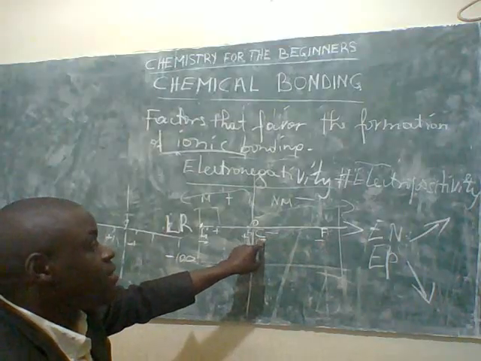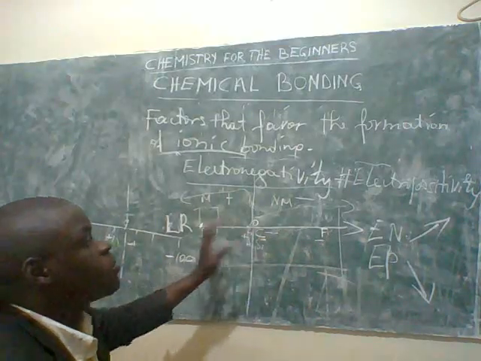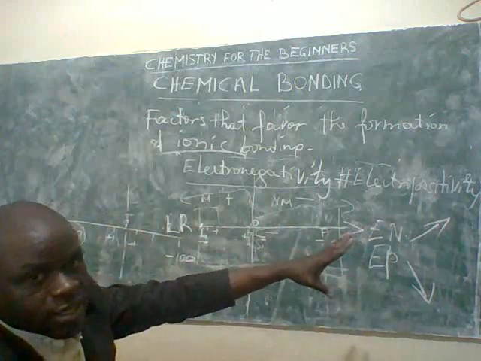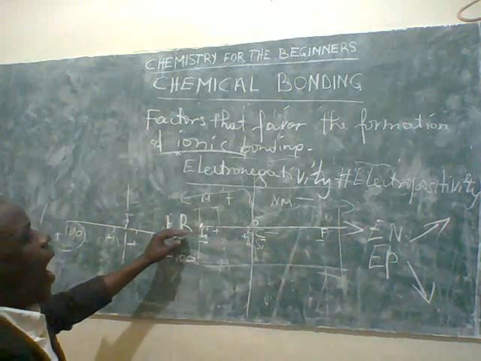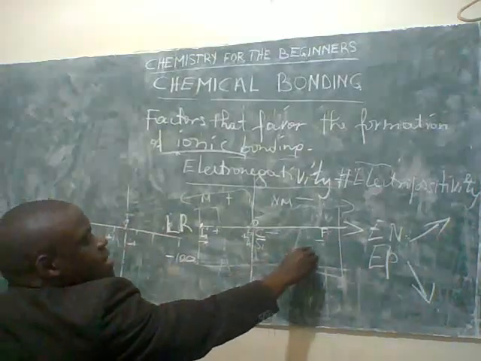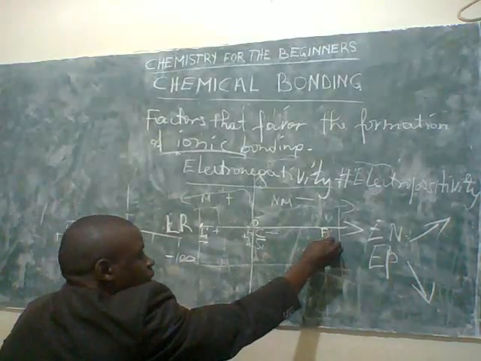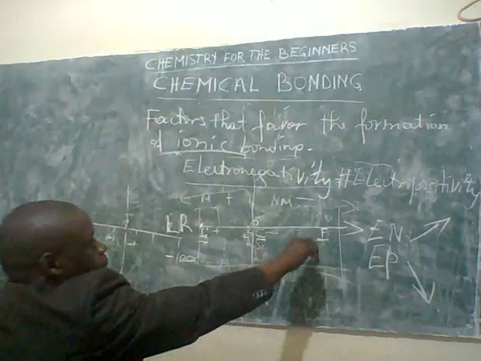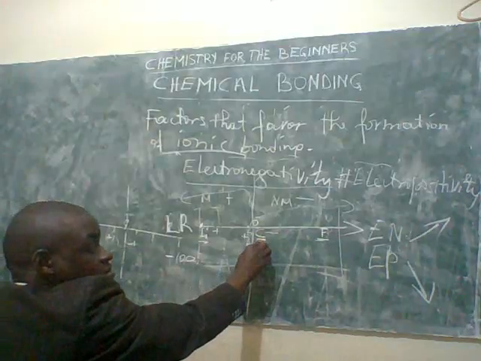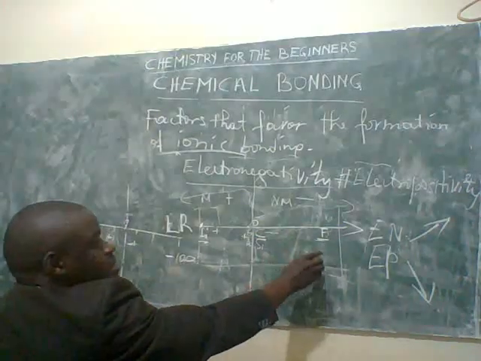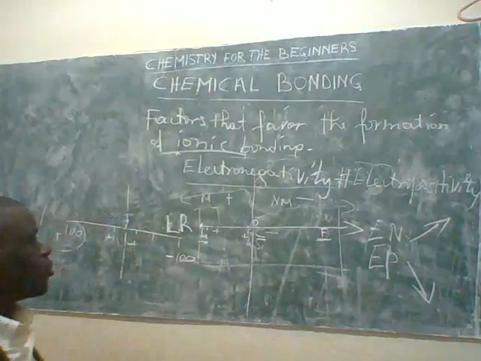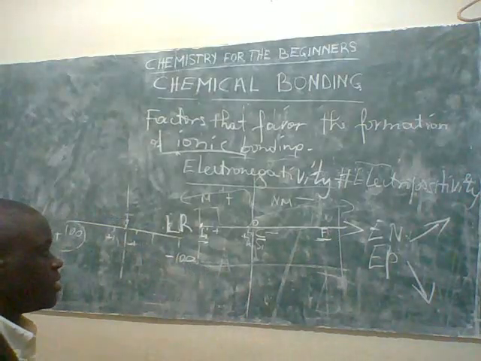And electronegativity of carbon, because when you are moving here, electronegativity increases. Electronegativity of carbon is very much less than the electronegativity of this. But electropositivity of carbon is much more than the electropositivity of this. So the solution is this.